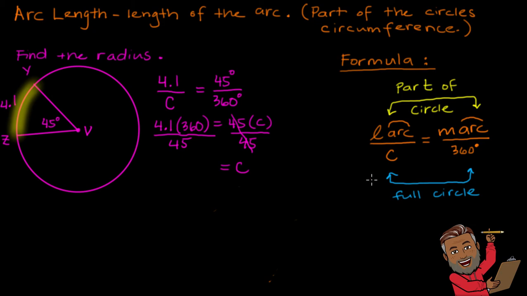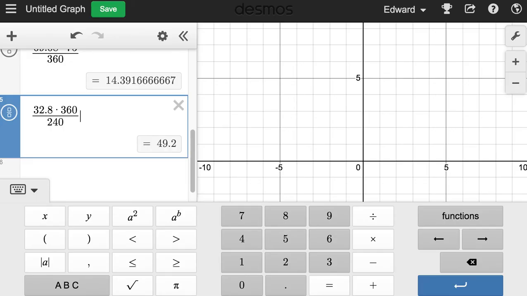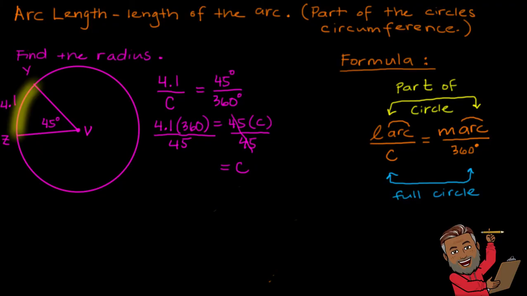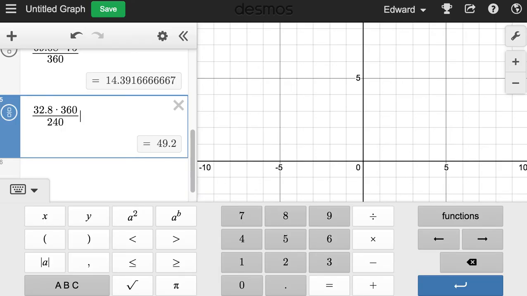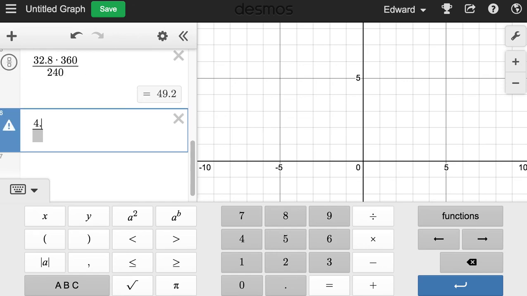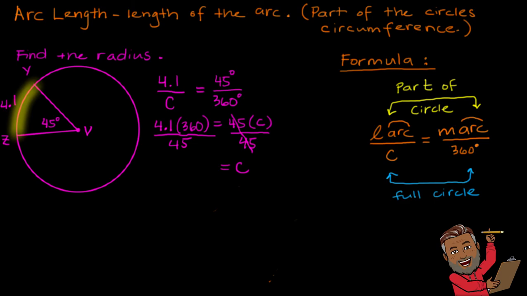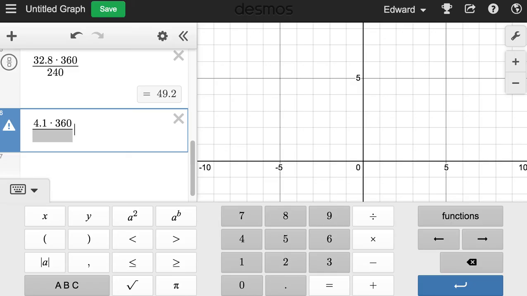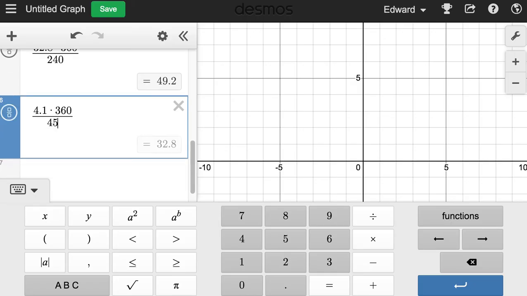So now I want to take out my Desmos. Desmos, I forgot. 4.1 times 360. So we're going to say 4.1. So I make a fraction first. Then I go 4.1 times 360. And I already forgot what I'm supposed to be dividing by. And it says divide by 45. So we're going to arrow down and divide by 45. Excuse me. This gives us 32.8.